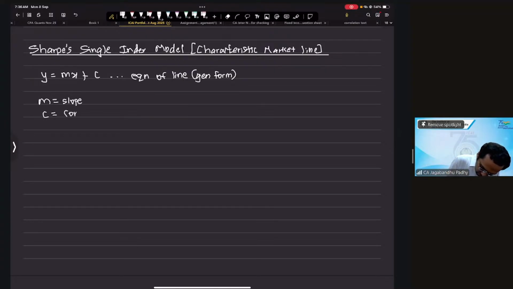And c was a constant form, right? Yes or no, guys? Yes. Now, we would generally write it as y is equal to ax plus b. Whatever, the notations may differ.